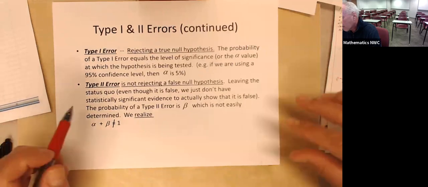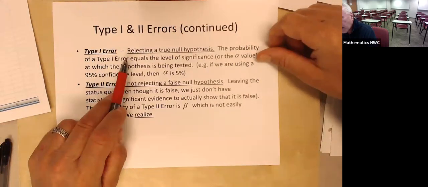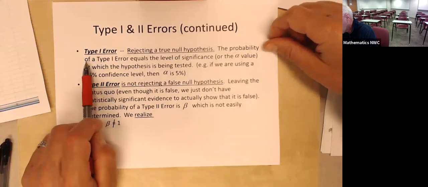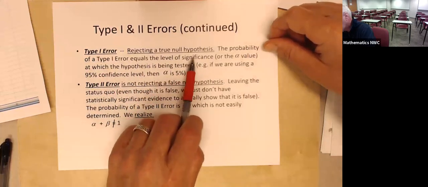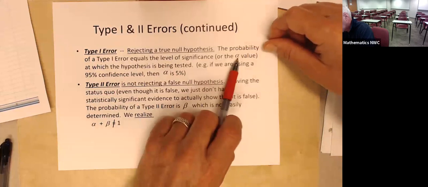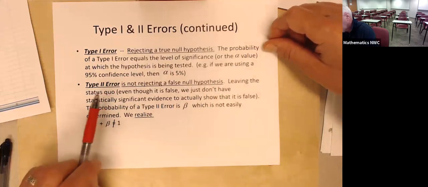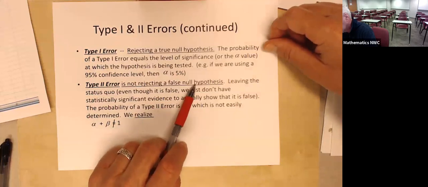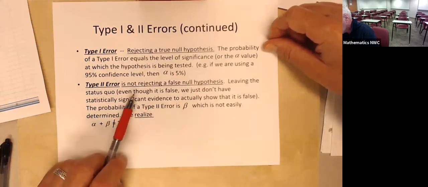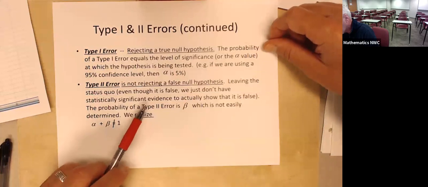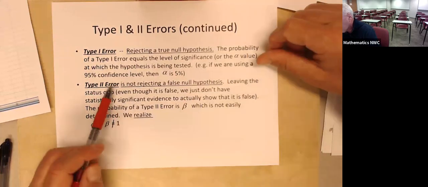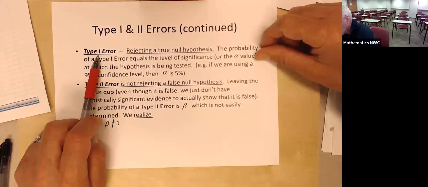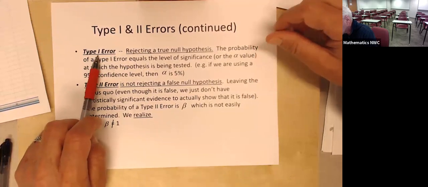One more time. A type 1 error, rejecting a true null hypothesis. The probability of a type 1 error equals the level of significance or the alpha level. Type 2 error is not rejecting a false null, leaving the status quo, even though it was false. We just didn't have enough evidence to indicate that. We say a type 1 error is the more serious.